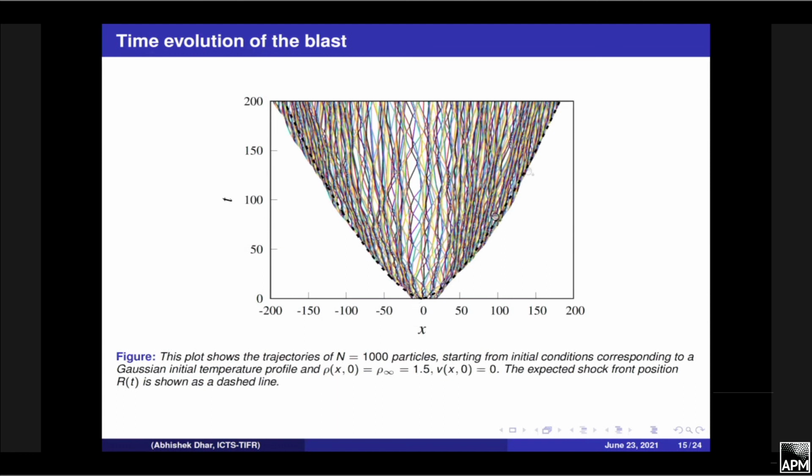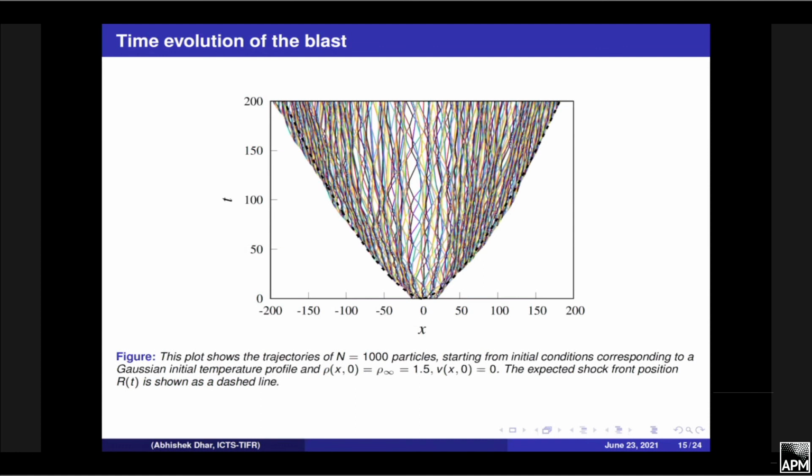This dashed line out here is in fact exactly the curve I had, R of t goes as t to the power 2/3. That's the expectation from hydrodynamics, right? And you can see that even the microscopic model for a single realization stays close to the hydrodynamic description.